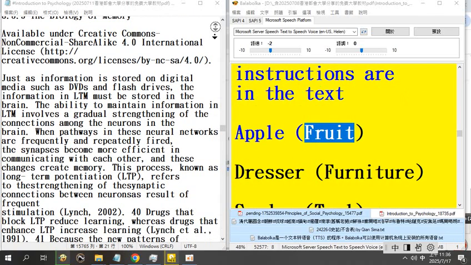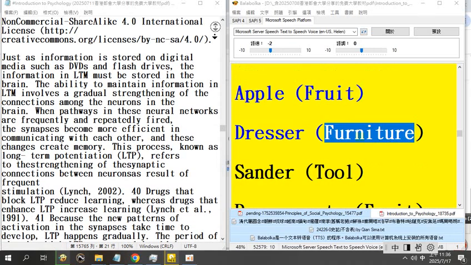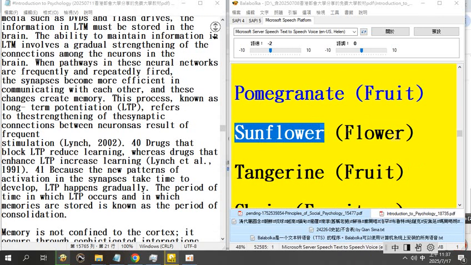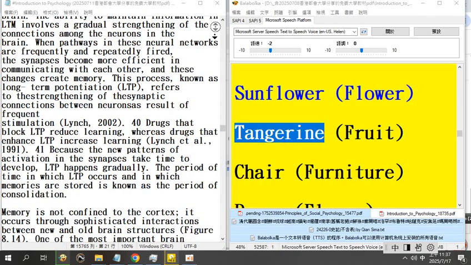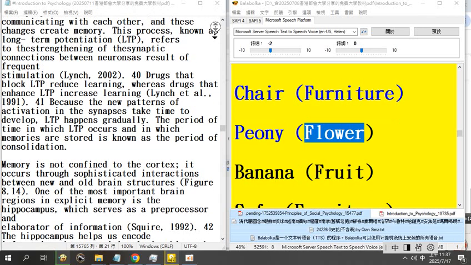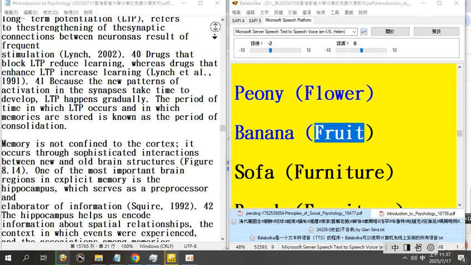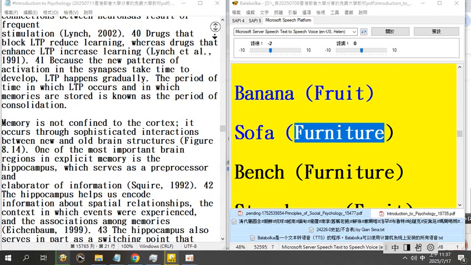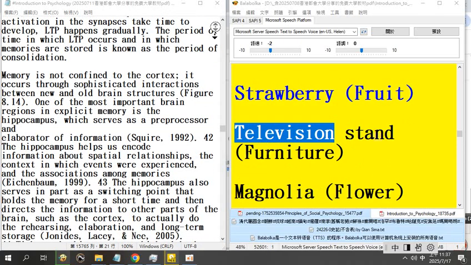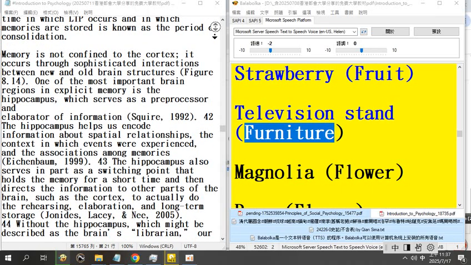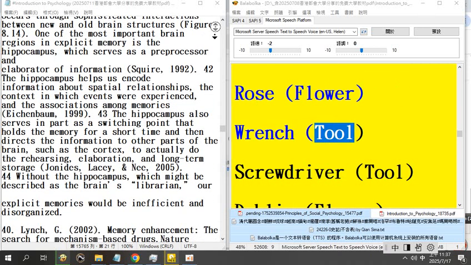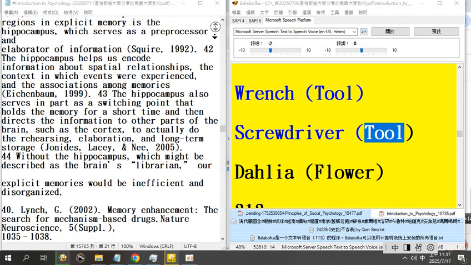Apple, fruit. Dresser, furniture. Sander, tool. Pomegranate, fruit. Sunflower, flower. Tangerine, fruit. Chair, furniture. Peony, flower. Banana, fruit. Sofa, furniture. Bench, furniture. Strawberry, fruit. Television stand, furniture. Magnolia, flower. Rose, flower. Wrench, tool. Screwdriver, tool. Dahlia, flower.